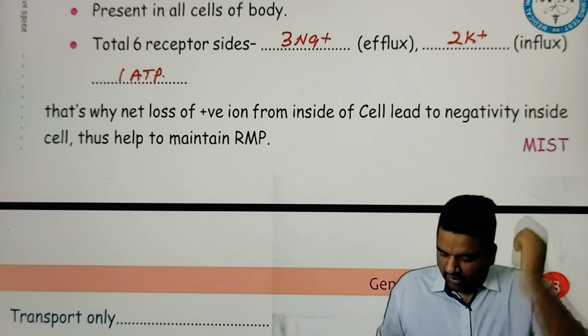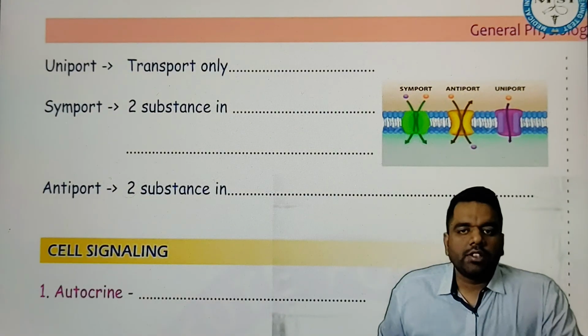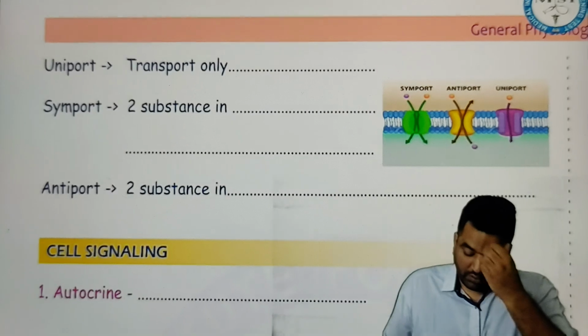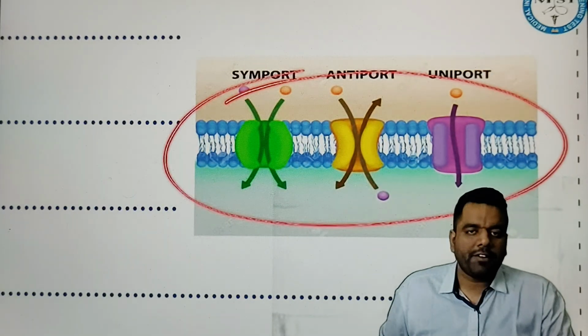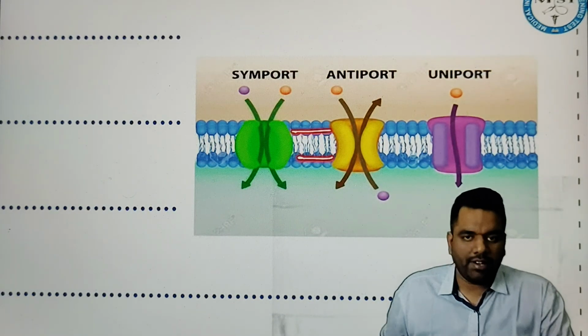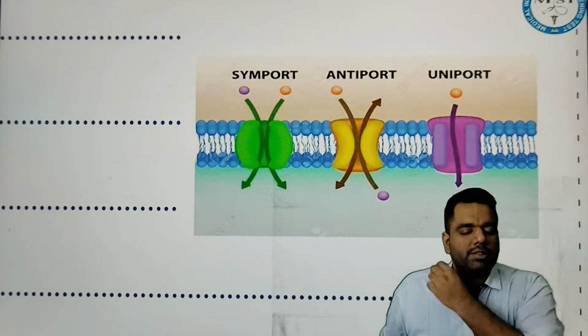Now, talking about different types of transport. Number 1 is uniport, symport, and antiport. Guys, look over here. This is your cell membrane. How can you define that this is the cell membrane? Here you can see the bilayer structure of the lipid, and these are the integral proteins. Integral protein means full thickness protein, and that thickness they will cross.